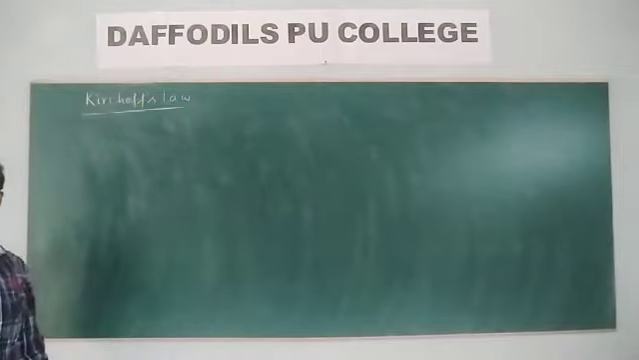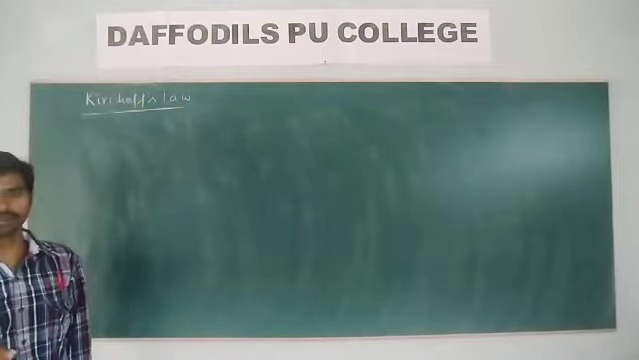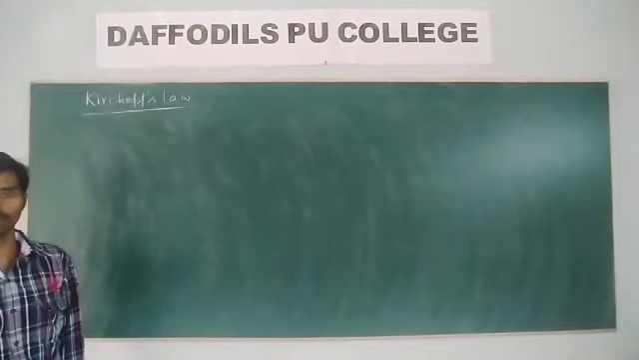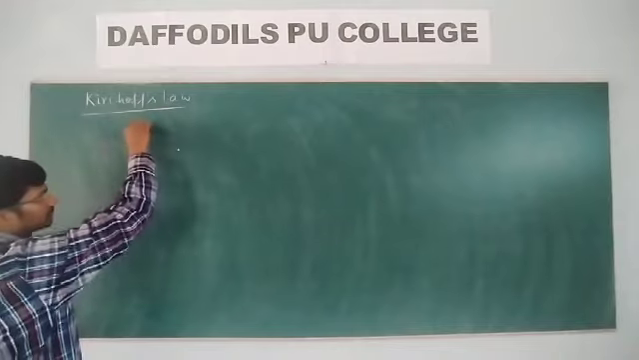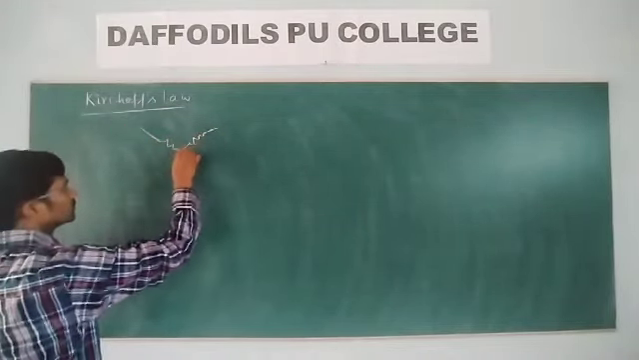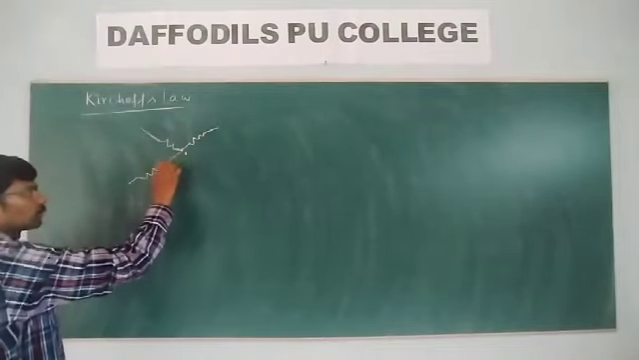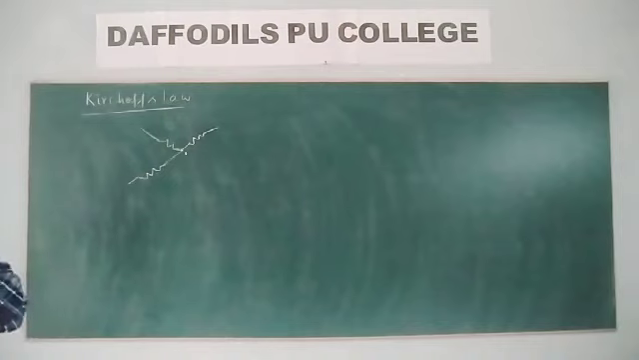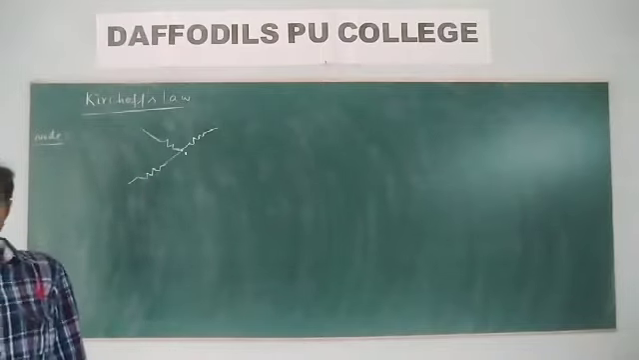Before that, when we have more than one conductor in a circuit, and a number of conductors are meeting at a point, we call this point a node. What do you mean by a node? A node is a point at which a number of conductors are meeting.